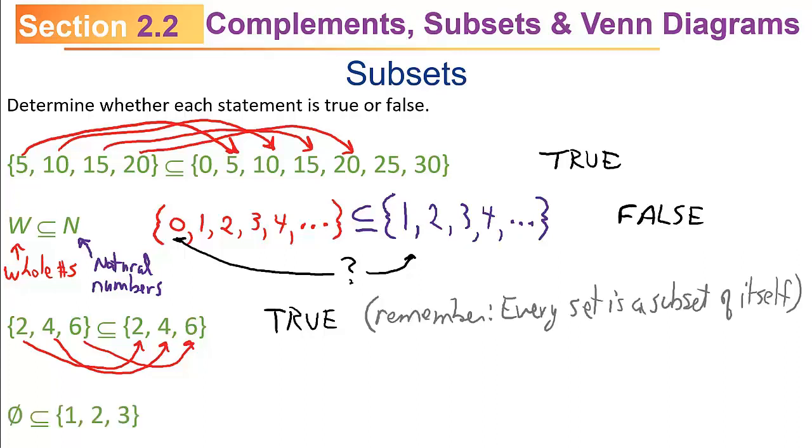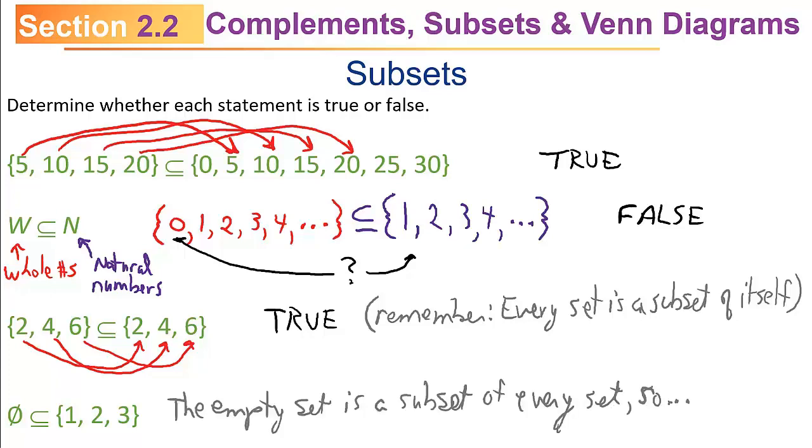How about this? The empty set is a subset of the set containing 1, 2, and 3. Now, if you remember what I said just a few minutes ago, you'll have this immediately, and that was the empty set is a subset of every set. So it doesn't really matter what's on the right. If you've got the empty set with the subset symbol, whatever you put on the right, it's going to be a true statement because the empty set is a subset of every set. That statement, therefore, is true.